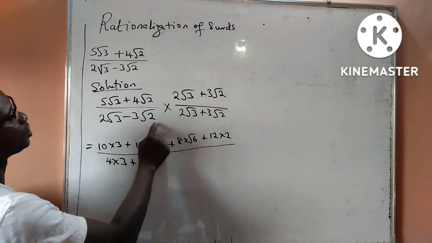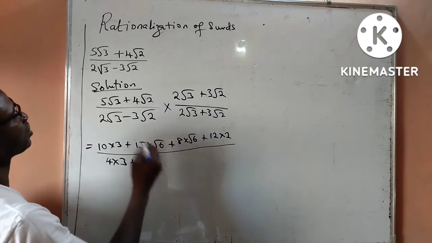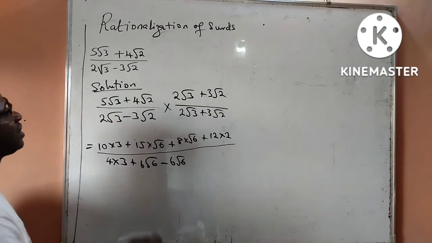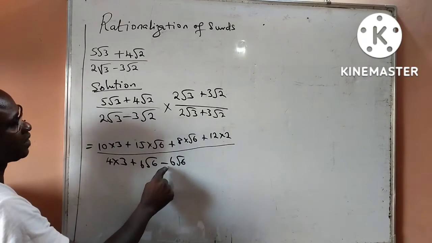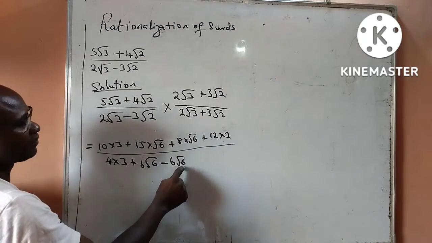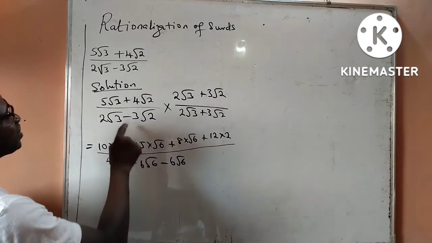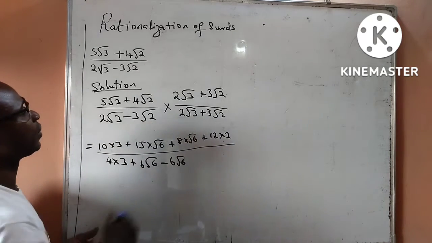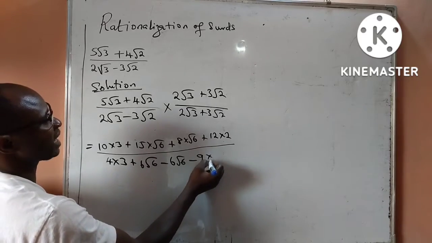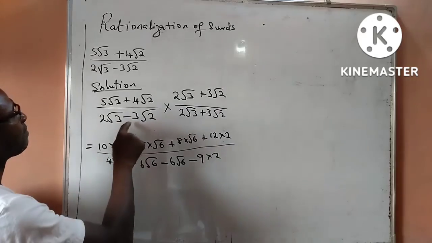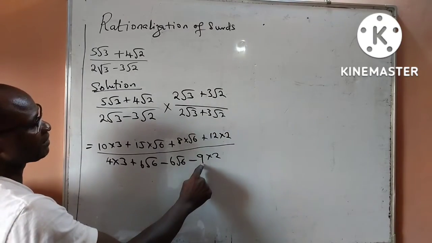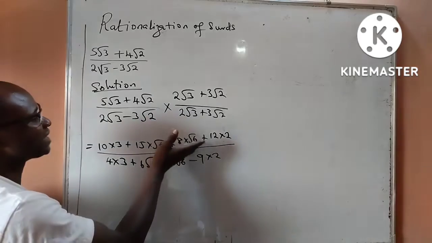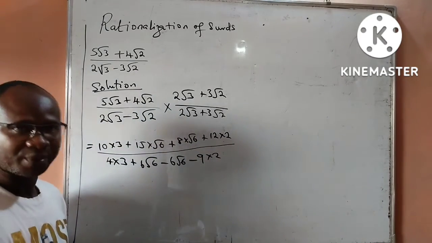Minus 3 root 2 times 2 root 3 is going to give me minus 6 root 6. How? Because minus 3 times 2 will give me minus 6, and root 2 times root 3 will give me root 6. Beautiful. Next, minus 3 root 2 times 3 root 2 will give me minus 9 times 2. That is, minus 3 times 3 will give me minus 9, and root 2 times root 2 will give me 2. I have done the same thing I did at the numerator at the denominator.